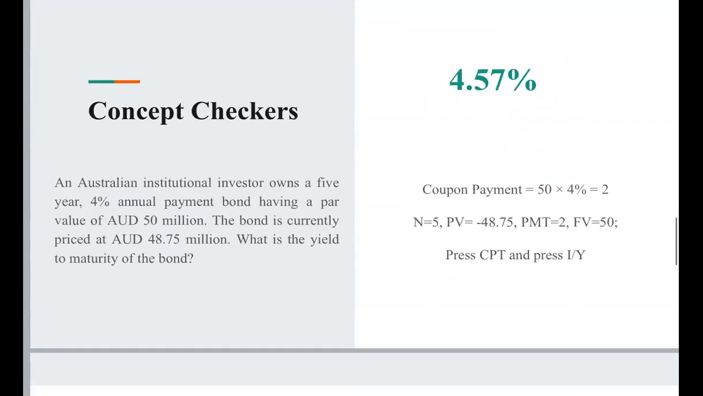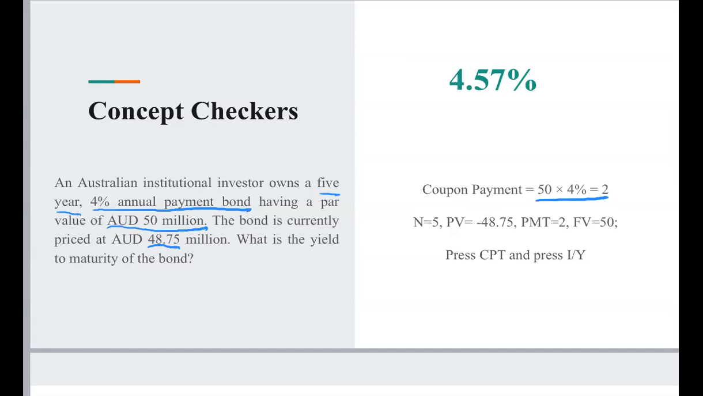So let's try to solve this question. Here it is said that an Australian institutional investor owns a 5-year bond. The annual payment of the bond is a 4% coupon, so the coupon rate is 4%, and the par value of the bond is 50 million AUD. Since the par value is 50 million AUD, the annual coupon is 2 million, 50 multiplied by 4%. The bond's current price is 48.75. The question is, what is the yield to maturity of the bond?